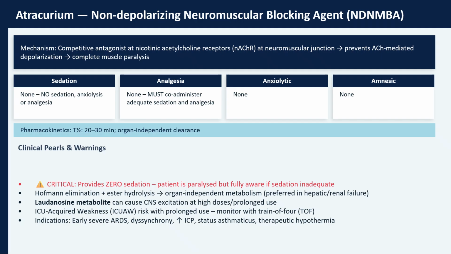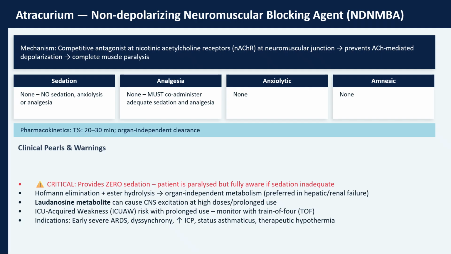What about atracurium? Now, it's a non-depolarizing neuromuscular blocking agent. Not rocket science, it's a neuromuscular blocker. It's not a sedative. But this is something which people don't understand, and especially you have to make sure that your nurses understand it.